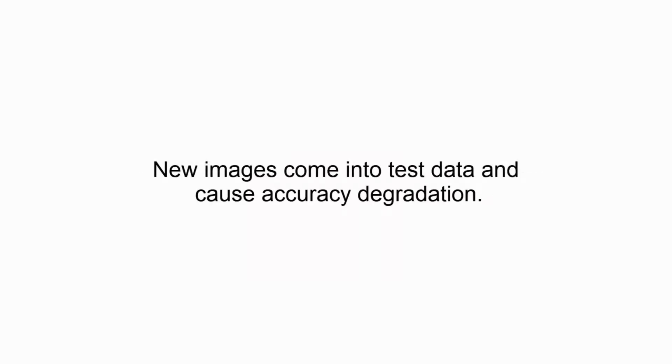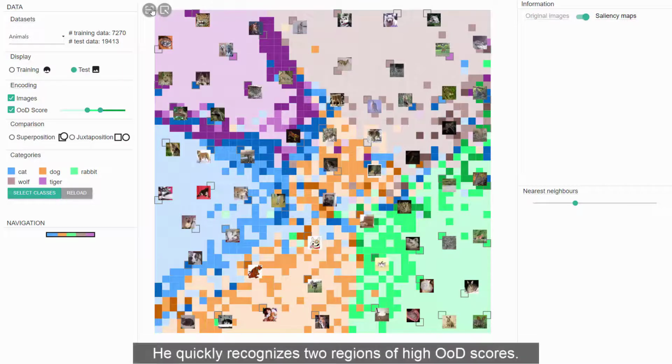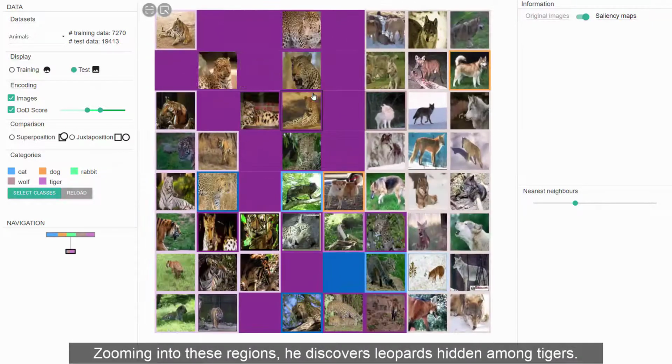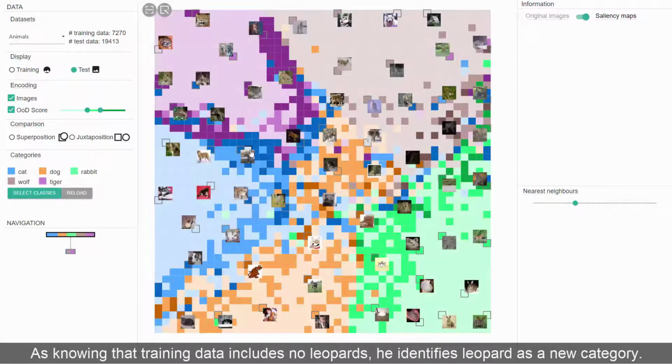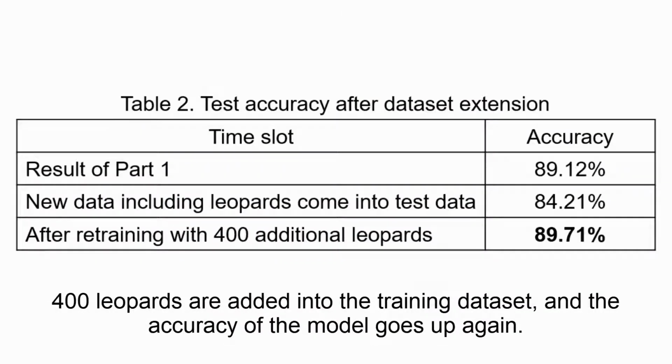Part 2. OOD analysis in incoming data. New images come into test data and cause accuracy degradation. Another expert wants to make a diagnosis and reloads data into our system. He quickly recognizes 2 regions of high OOD scores. Zooming into these regions, he discovers leopards hidden among tigers. As knowing that training data includes no leopards, he identifies leopard as a new category. 400 leopards are added into the training dataset and the accuracy of the model goes up again.